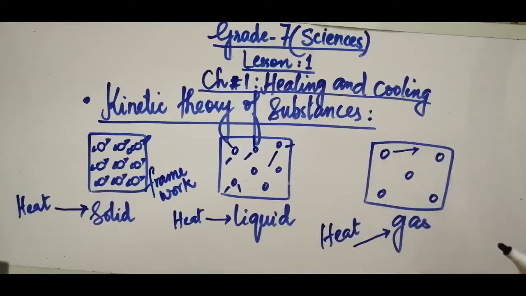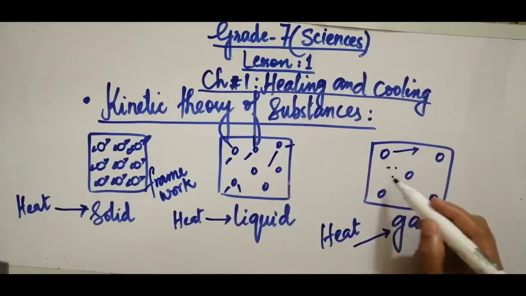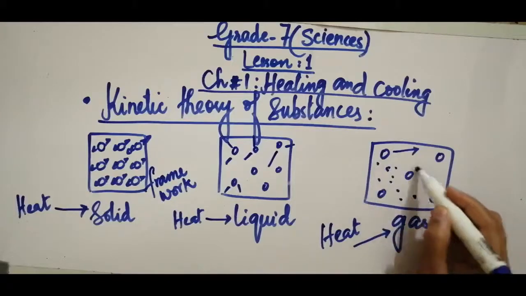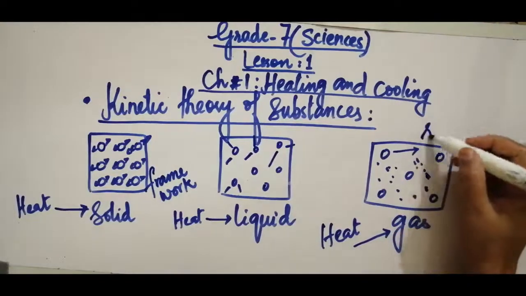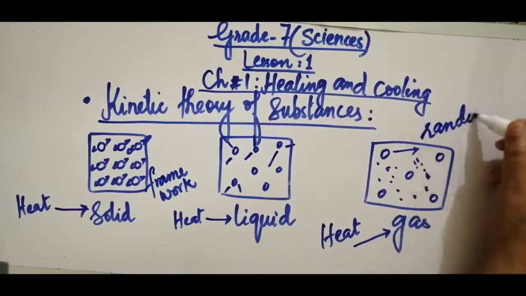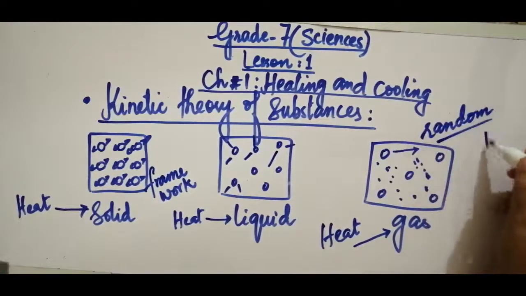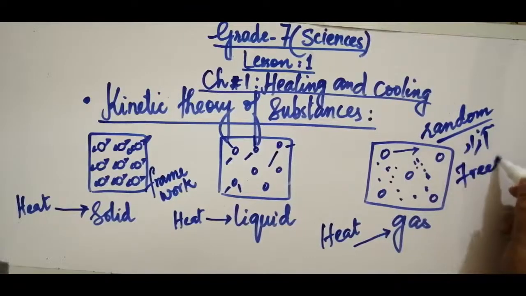And due to the empty spaces which are seen here, these are the empty spaces, they are continuously moving from here to there, which is called random motion. What is this movement called? Random. Random means azad, freely. They move freely.